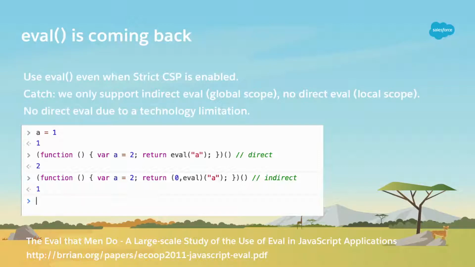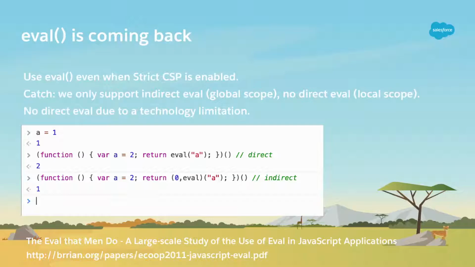So in this case, the first example here, the eval has access to the current function context. So that's the direct eval. The other line where we do the 0 comma, which is the dedicated or the classic way of forcing an indirect eval, the eval is done in the global context, and Locker Service will be in your global context. And the reason why we bring it back is there's a great study, the eval that men do. Take a look at it. It's a survey of the top 10,000 Alexa-ranked websites, and their conclusion is that eval is extremely useful, extremely used out there, and that's why we're bringing it back.